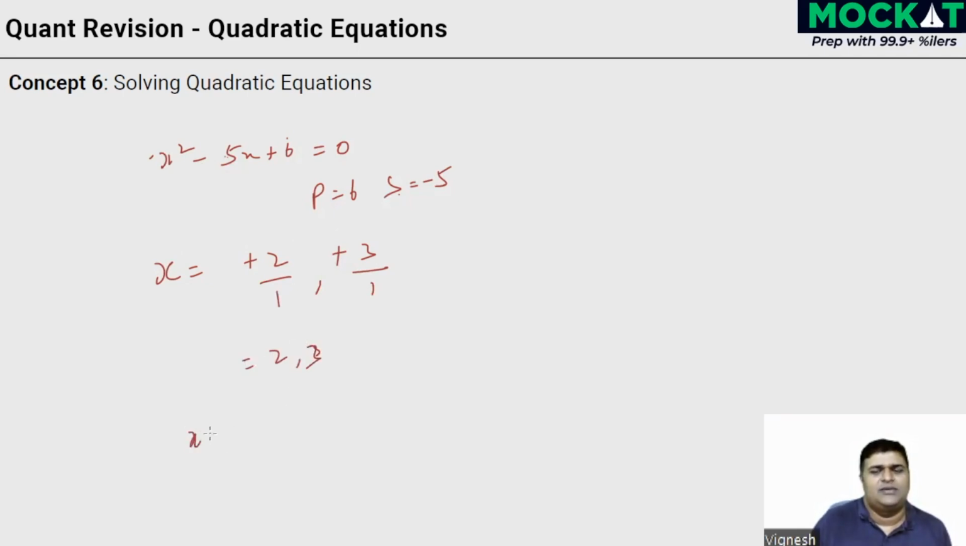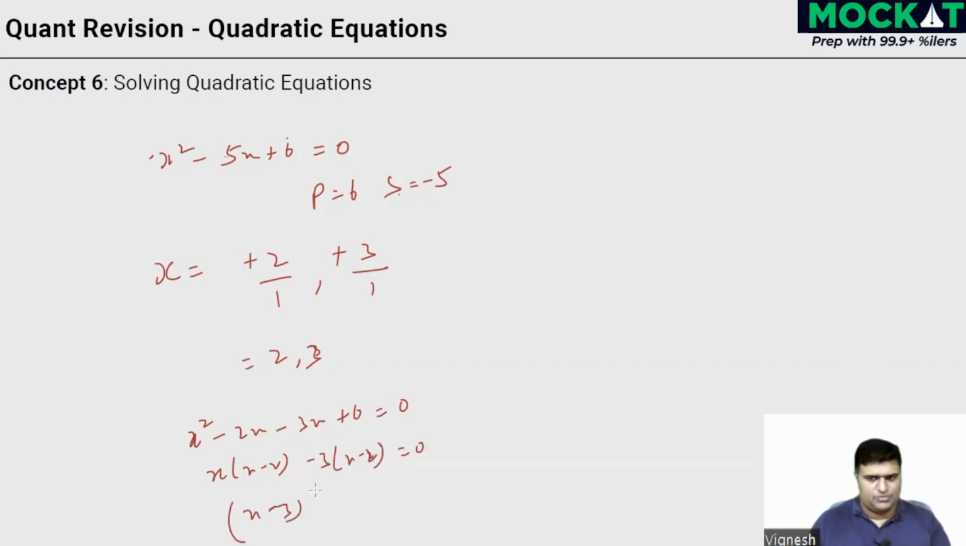Some of you will think, hey, why not just write it as x square minus 2x minus 3x plus 6? Here it's not taking too long. x into x minus 2 minus 3 into x minus 2 equals 0, and you get x minus 3 into x minus 2. Yeah, that's correct. But if you look to write it this way, you're going to skip a few steps.